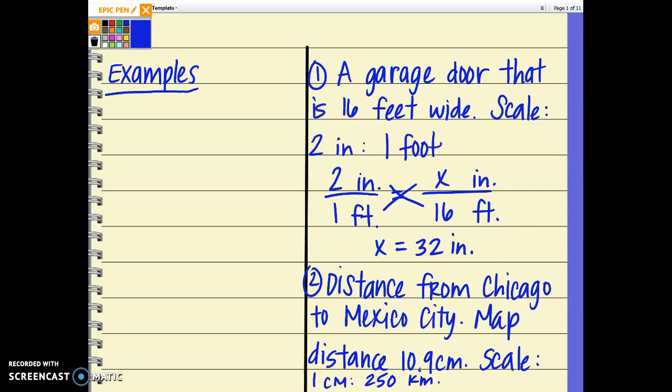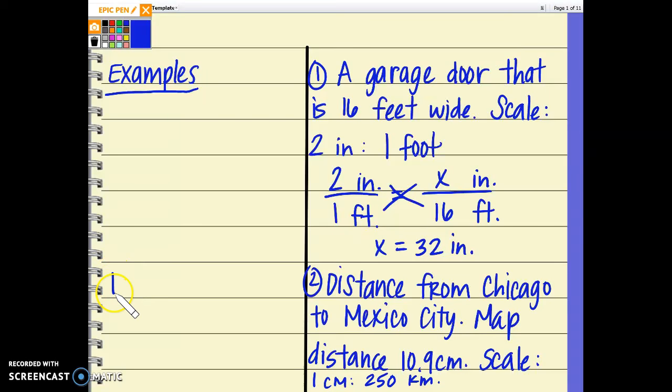Alright, so example number 2. Back in the day before Google Maps, people would have to pull out their atlas, and they'd have to use these scale drawings to determine the mileage from one city to another. Let's look at an example. We have a distance from Chicago to Mexico City. The map distance is 10.9 centimeters, and the scale is 1 centimeter is equal to 250 kilometers.